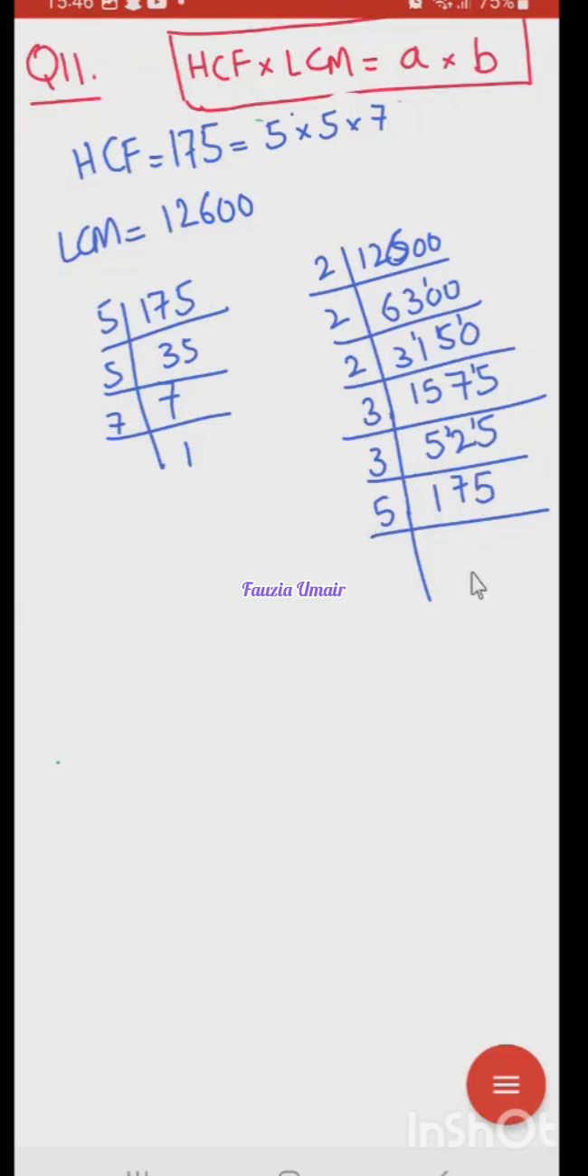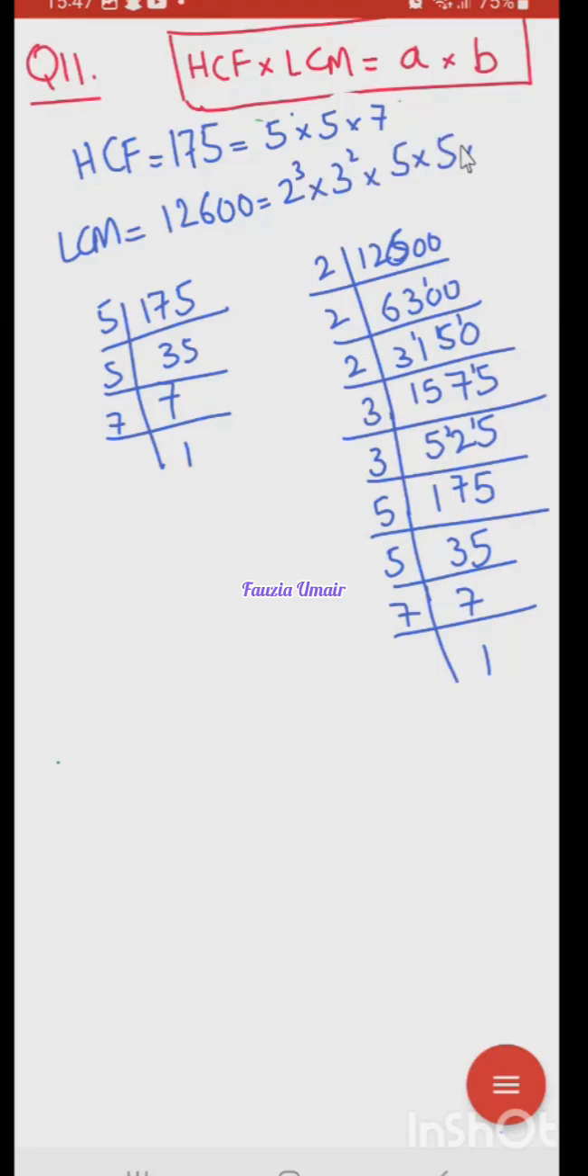So you will divide with 5. 5 3s are 15, 5 5s are 25, 5 7s are 35, and then 7 7s and then 1s are 7. ठीक है? अब अगर आप इसके prime factors लिखें, because the space is less, so I'm writing in the form of index form. I'm writing 2 की power 3, then 3 की power 2, and then I'm writing 5 into 5 into 7, because we have written on the top also.